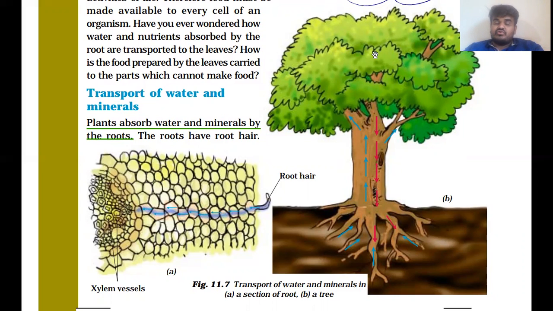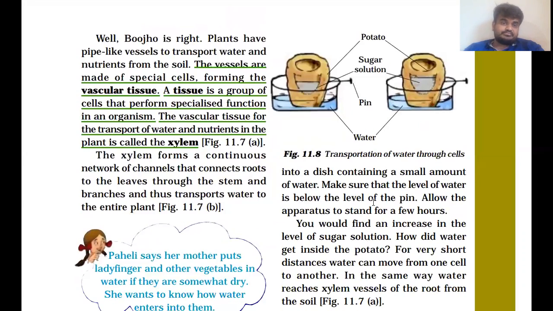This leaf, we can say, works like a kitchen. So from this kitchen, from these leaves, the food is transported to other parts of the plants. See, the vessels are made up of special cells forming the vascular tissue. A tissue is a group of cells that perform a specialized function in an organism.